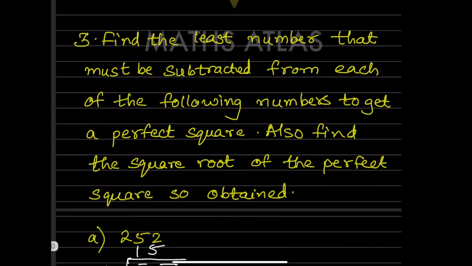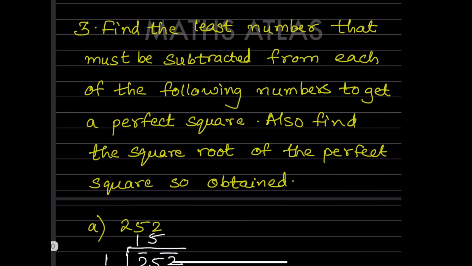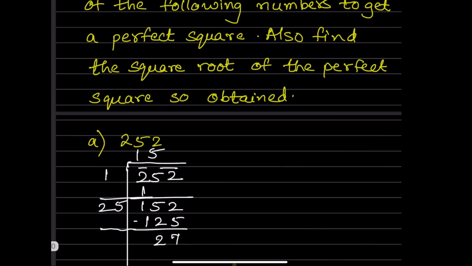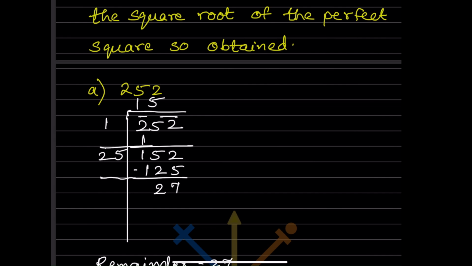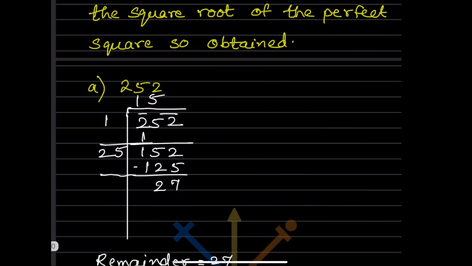Now find the least number that must be subtracted from each of the following numbers to get a perfect square. Also find the square root of the perfect square so obtained. So now here it's given 252. Because we want the square root, if we go with the long division method, always we are going to pair from the left side. So this is 2 and then the remainder is just 1. So now 1 square is 1, 2 square is 4. So you know that 2 square is not possible. So you will take 1 into 1, that is going to be 1.